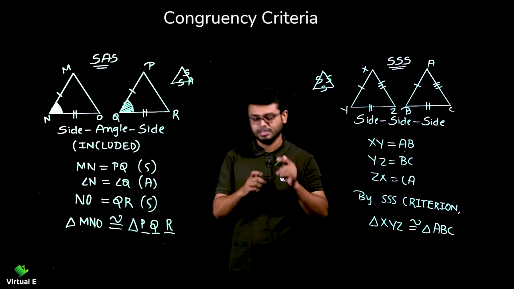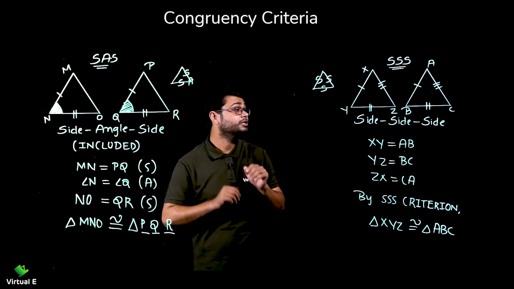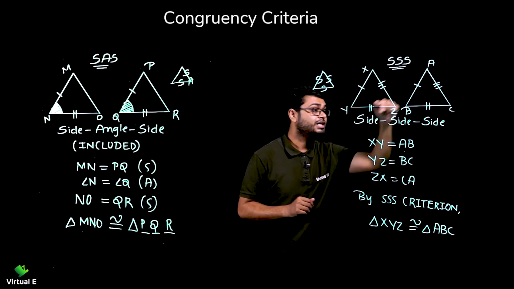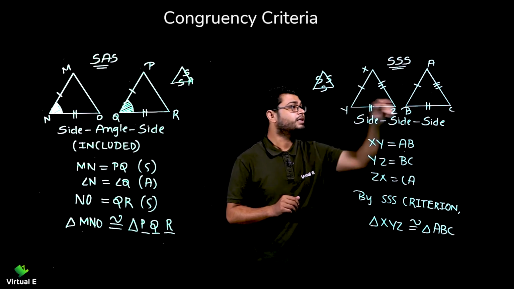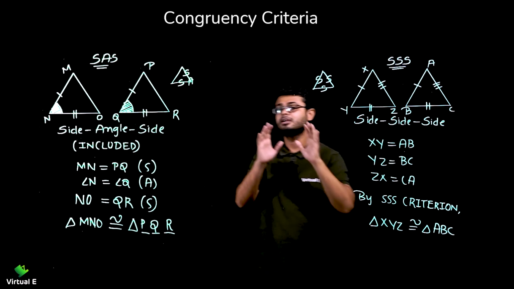That is also possible, right? So when we discuss this sum, you'll have a better idea. So let's recall these two conditions. First of all, SSS, S means side. So side, side, side. Three sides of this triangle and three sides of this triangle are equal. So we can say these two triangles are congruent.